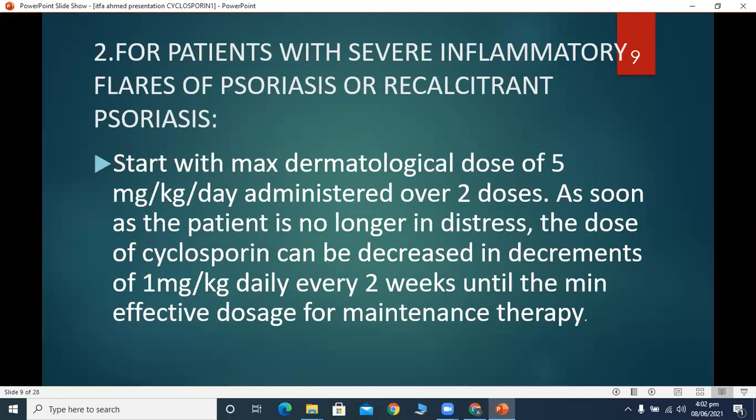For patients with severe inflammatory flares or recalcitrant psoriasis, start with the maximum dermatological dose of 5 milligram per kg per day administered over 2 doses. As soon as the patient is no longer in distress, cyclosporin can be decreased in decrements of 1 milligram per kg daily every 2 weeks until the minimum effective dosage for maintenance therapy is obtained.